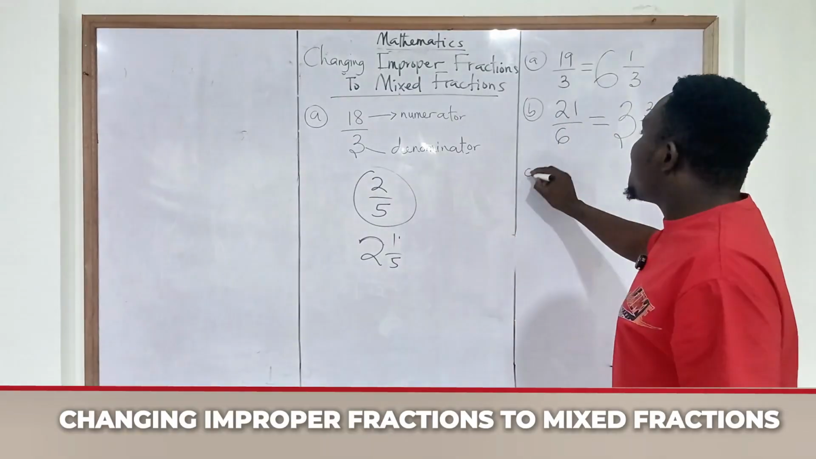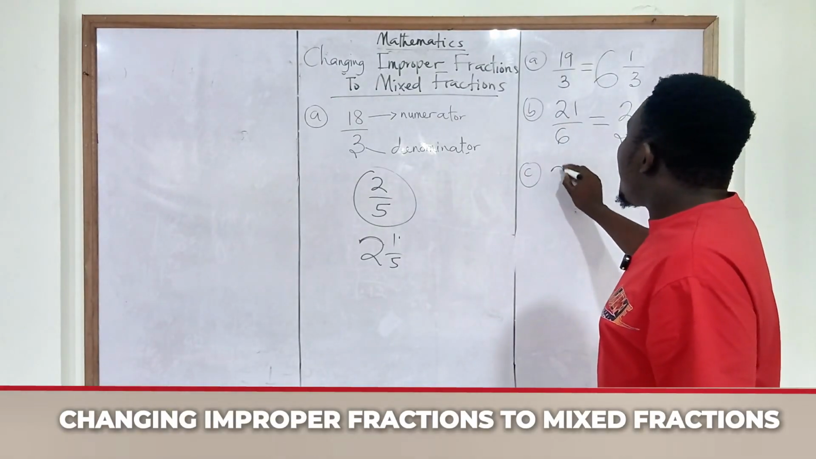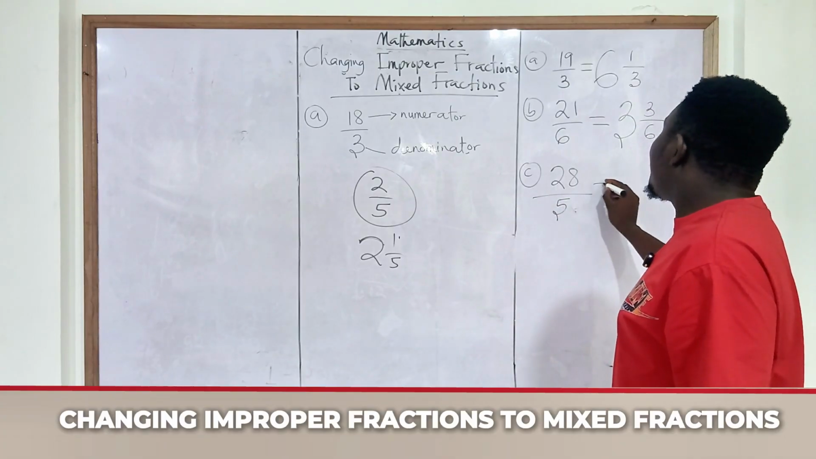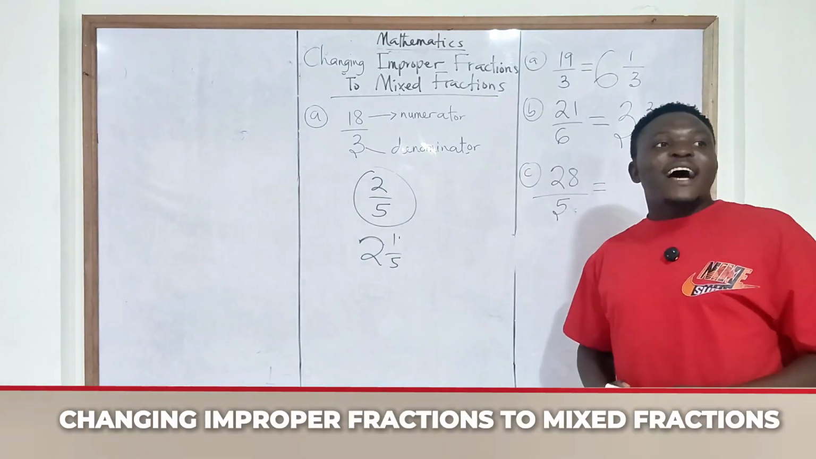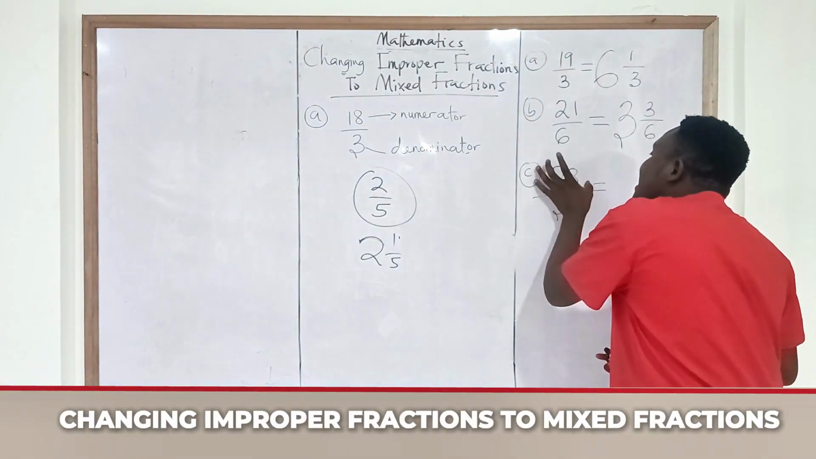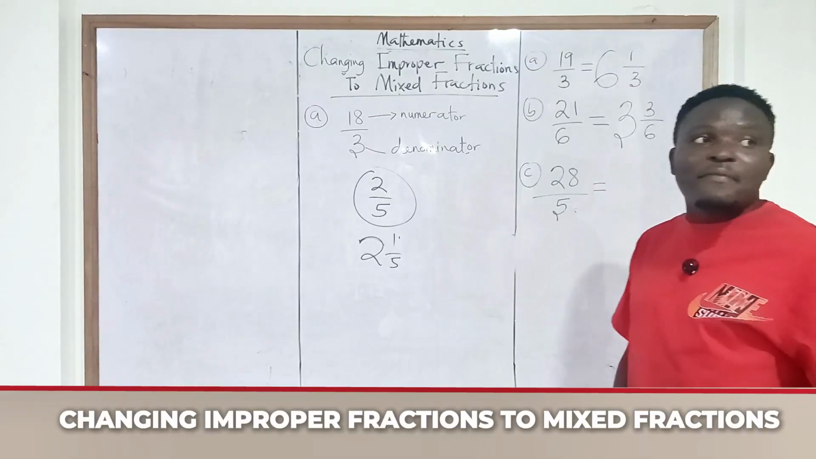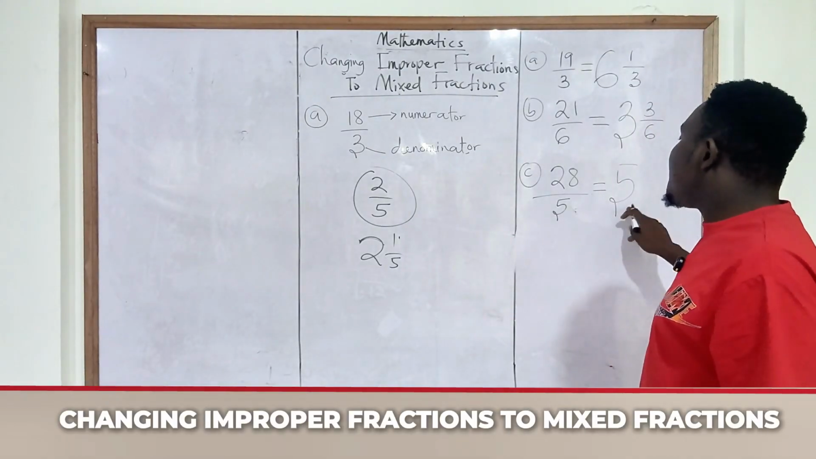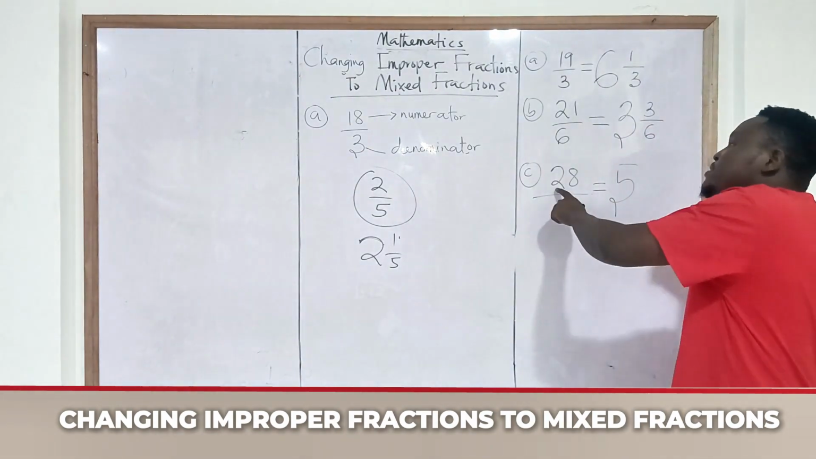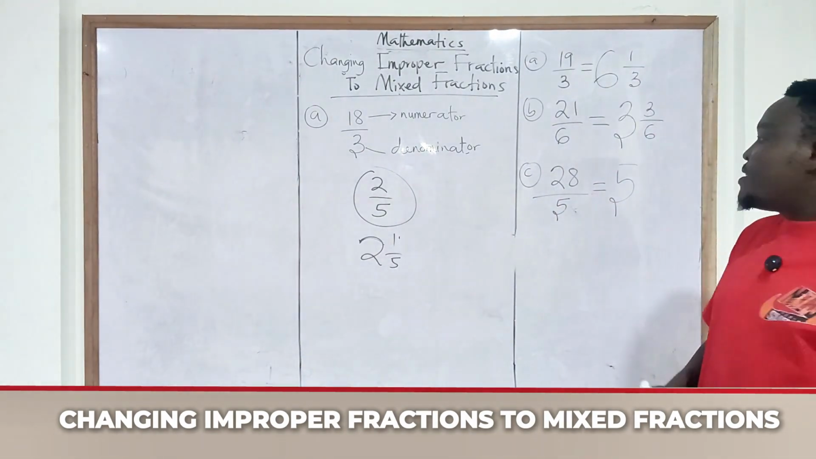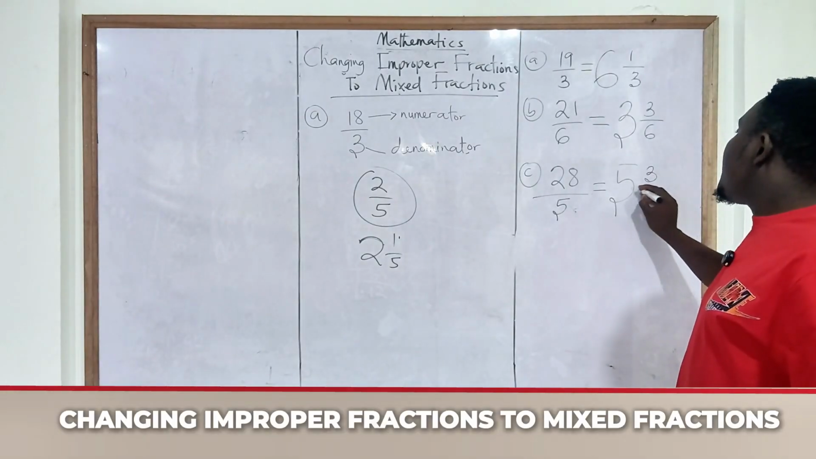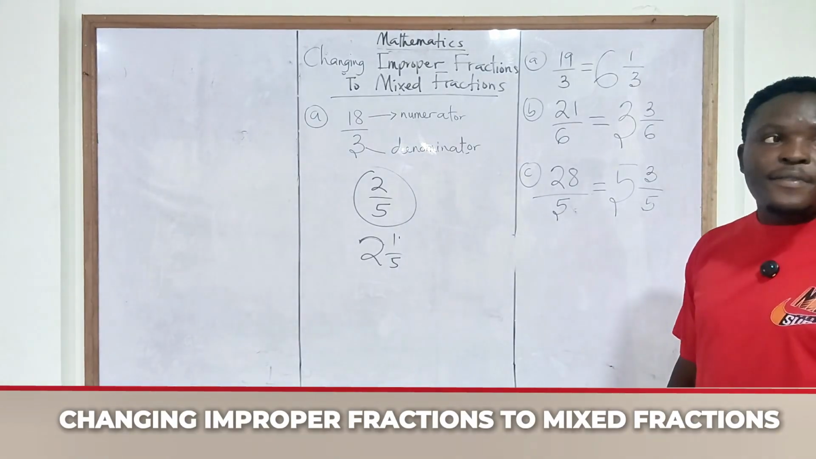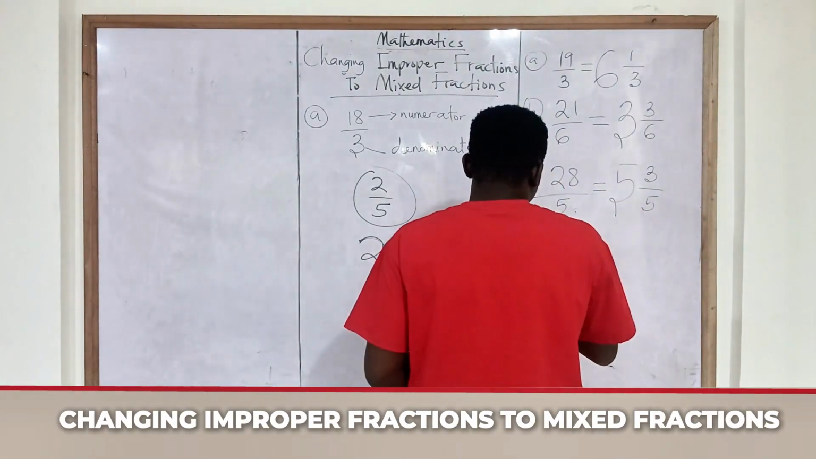Let's take another example. 28 over 5. So we check how many times our denominator divides our numerator. So 5 divides 28 5 times. So 5 times 5 is 25. If we subtract it from 28, that gives us a remainder of 3 over our denominator, which is 5. Let's take another example.